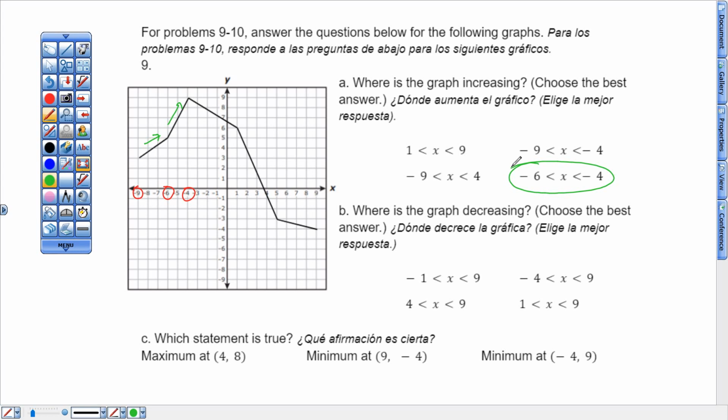All right, decreasing is where it's going downhill, from here to here, and then here's another decreasing section from -4 to 1. Looks like that one's not listed. From 1 to this 5 right here, that one's not listed. And then from 5 to 9, that one's not listed, but looks like the best choice would be from this 1 to this 9.